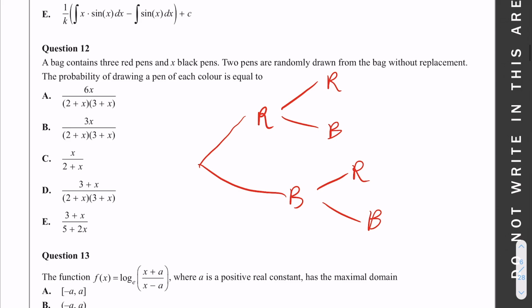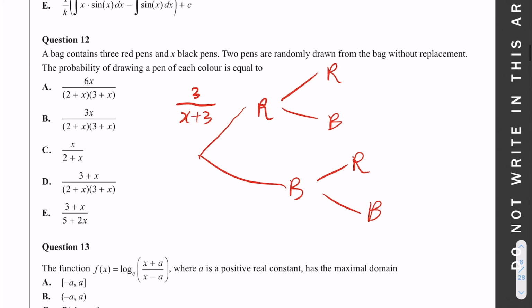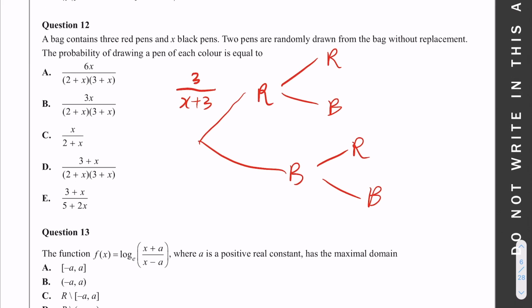So for red at the start, we've got 3 red pens and X black pens. So we've got 3 over X plus 3. That's the total. And then for a red again, I guess we don't need the red because we only want 2 different colors, so there's no point working it out. For a blue after that, we've still got X because we didn't take any away from the X, but on that denominator, it's X minus 1 plus 3, so X plus 2.